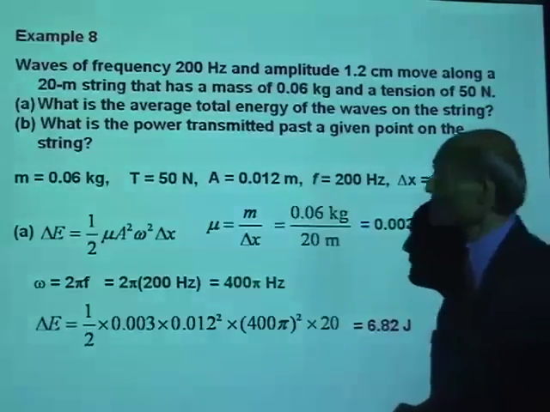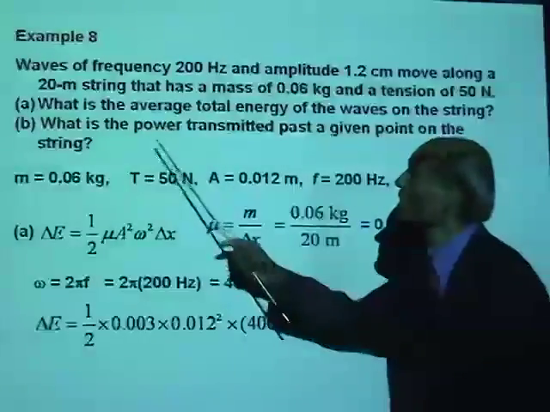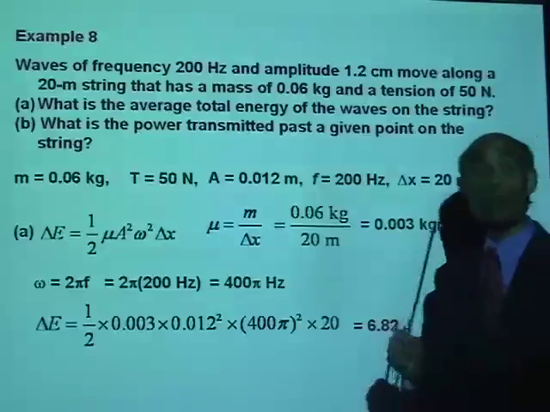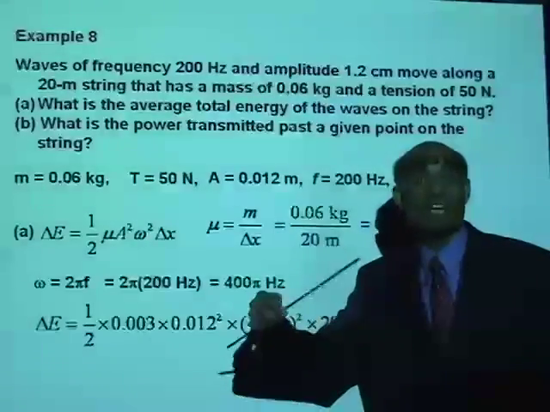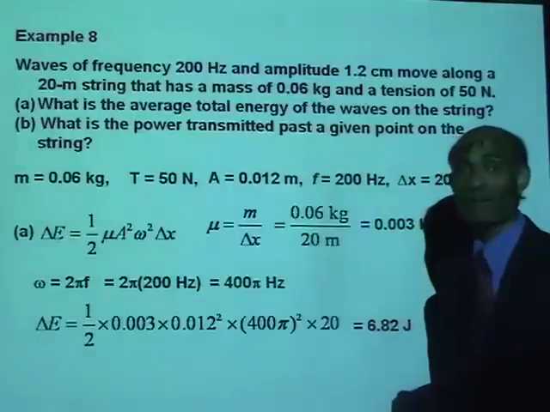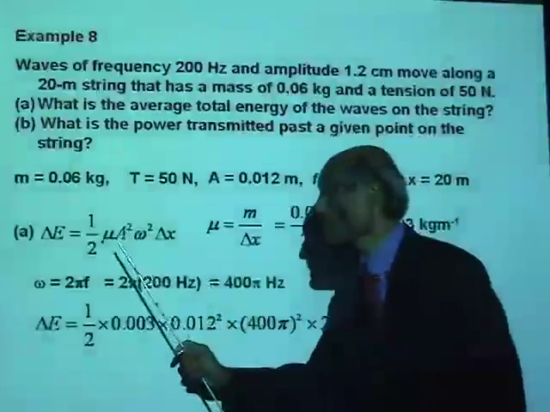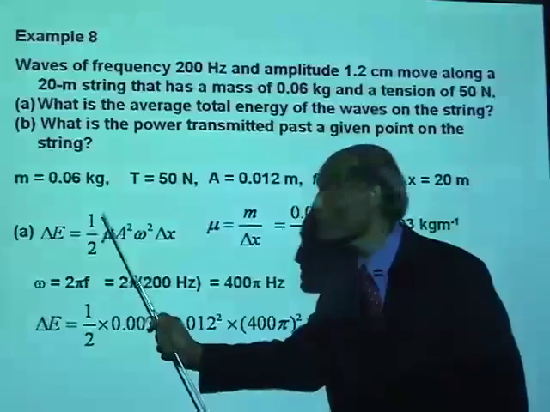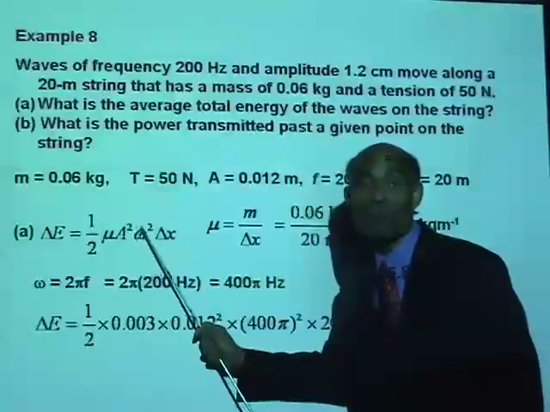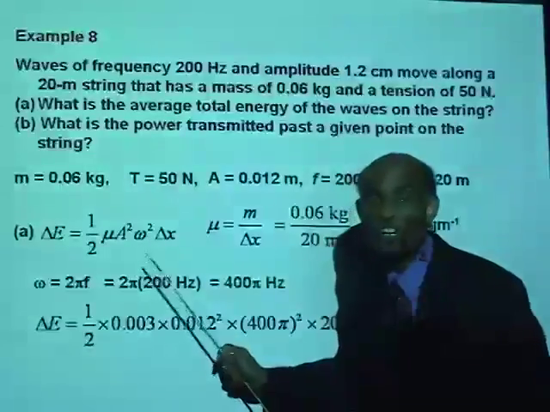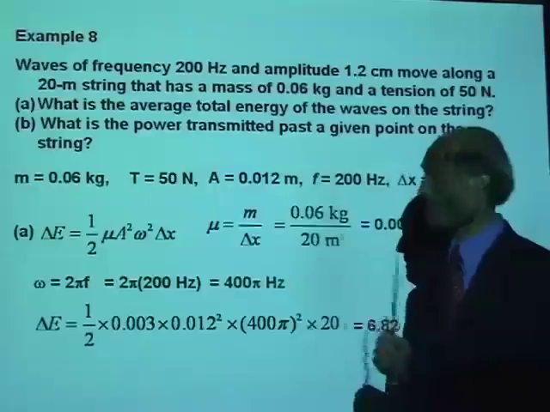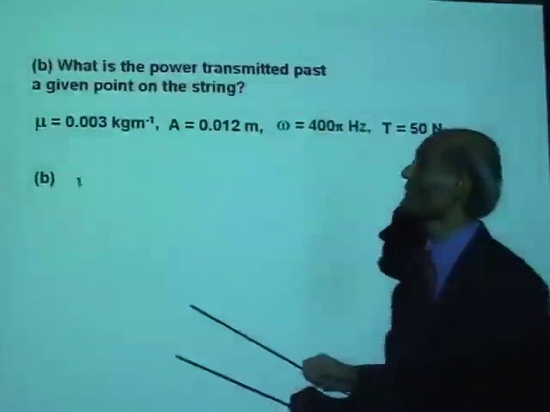Alright, what do we now need? We need to find the power transmitted past a given point, the rate at which the energy is transmitted. Now, how will you get that? Well, the power will be 1/2 mu A squared omega squared v. So we need the value of v, the speed. Alright, let's do that in the next slide.